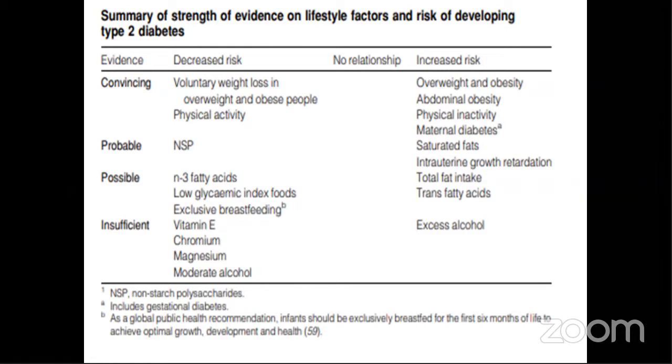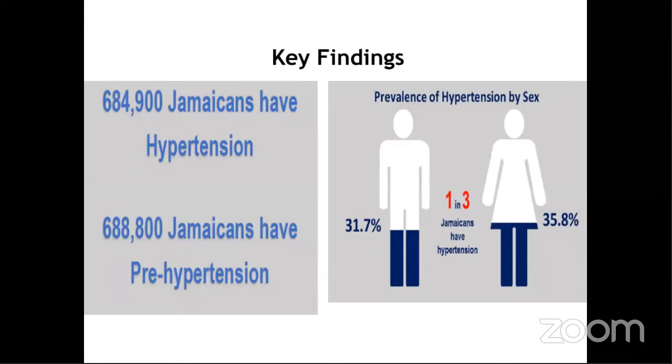You are at increased risk when you have overweight and obesity, abdominal obesity, physical inactivity, there you will have an increased risk of type 2 diabetes. And we are on to hypertension. 1 in 3 Jamaicans have hypertension. Every 3 persons in Jamaica has high blood pressure. 684,900 Jamaicans have hypertension. And then we have those who have pre-hypertension.